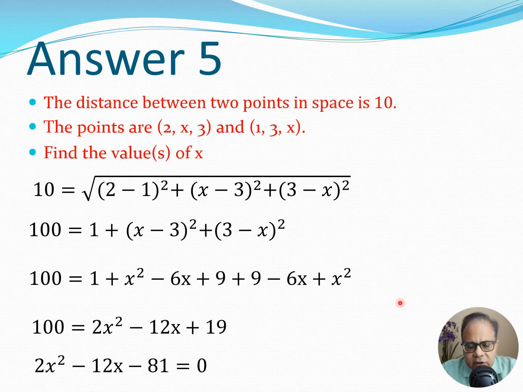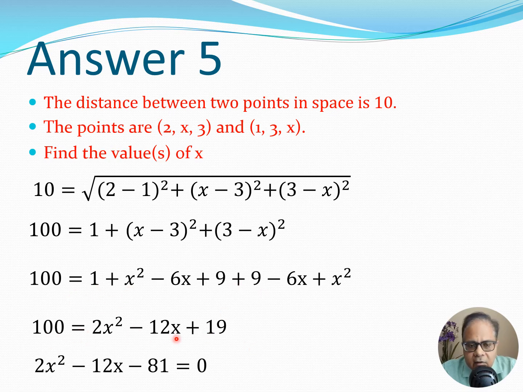I can then further simplify this. Remember, I can use the formula a minus b square is a square minus 2ab plus b square. So I get 1 plus x square minus 6x plus 9 plus 9 minus 6x plus x square. I can do some simplifications here. I get 2x square here, I get minus 12x, and I get plus 19, because 9 plus 9 plus 1 is 19. That is 18 plus 1.